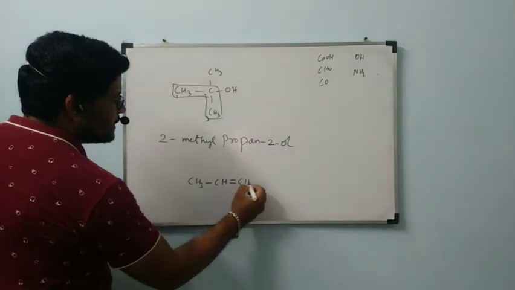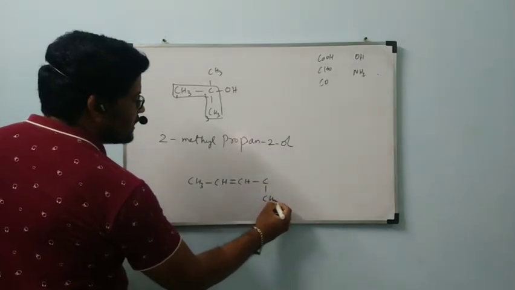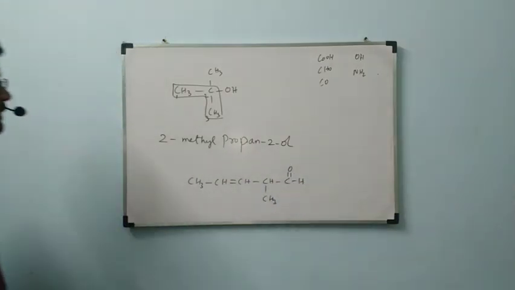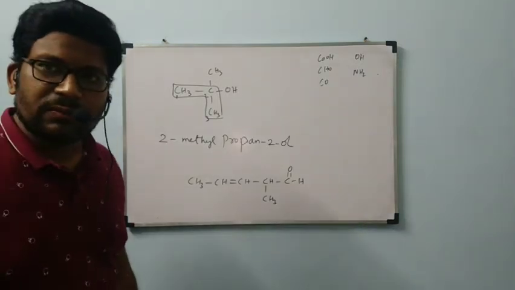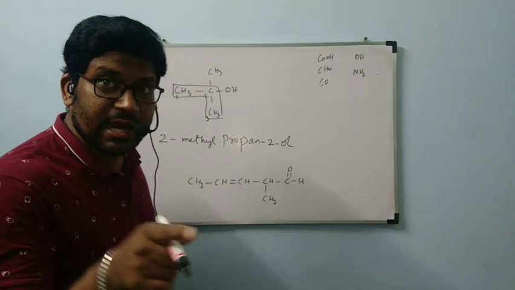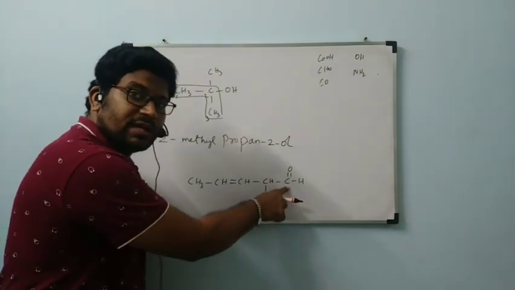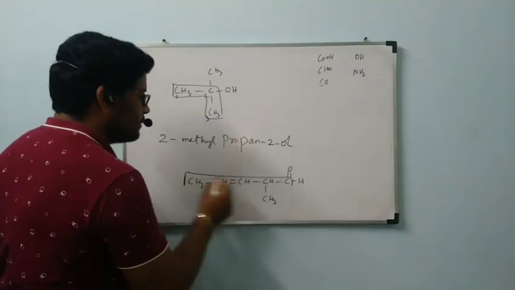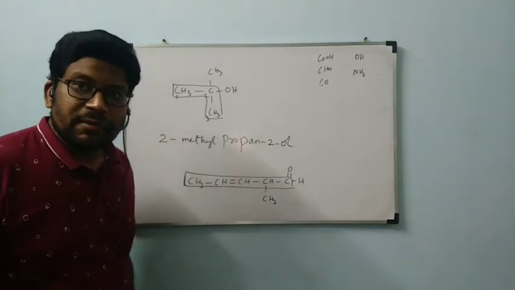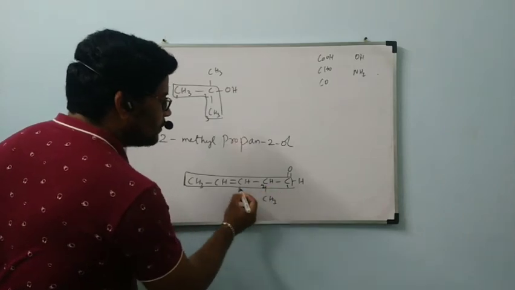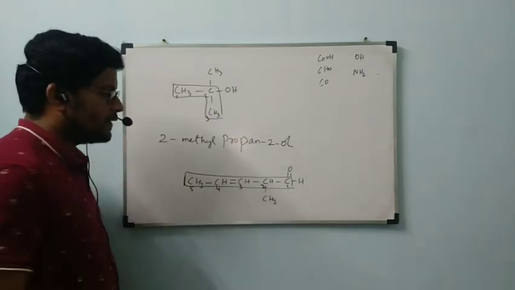CH3, CH double bond CH, C, CH3, C double bond O, H. This is the compound they gave. This compound contains what functional group? Aldehyde. That must get the least number and must be included in the parent chain. The aldehyde functional group itself contains carbon, so it should be included in the parent chain. Then this is the parent chain. Numbering must be given from right to left because the functional group must get the least number. Then 1, 2, 3, 4, 5.